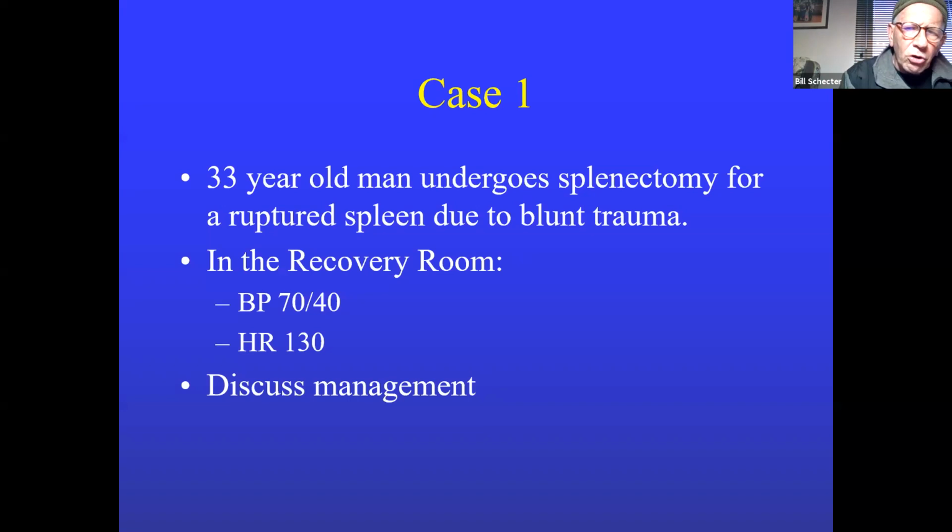You got a 33-year-old guy who has come in after an automobile accident. He had an acute abdomen, hypotensive in the emergency room. You take him to the operating room. He has a ruptured spleen. You take the spleen out, easy case, close him up. He goes to the recovery room. When you arrive in the recovery room, the first blood pressure reading is 70/40 and the heart rate's 130. So why don't you guys have a discussion with the management?